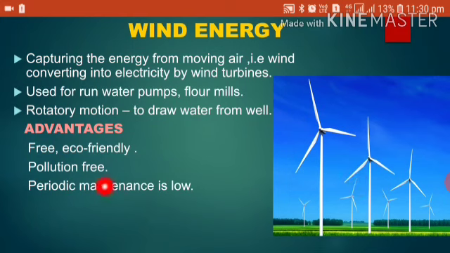Then the advantages of windmill or wind energy. The energy is free and eco-friendly. It is also one of the renewable energy resources. It does not cause any pollution. Also, the expense on periodic maintenance is low when compared to the other sources.